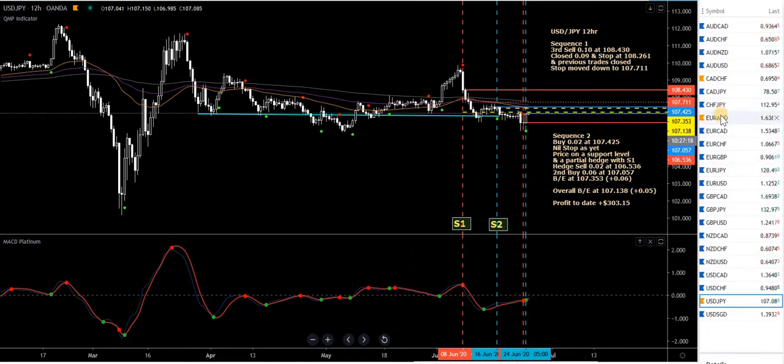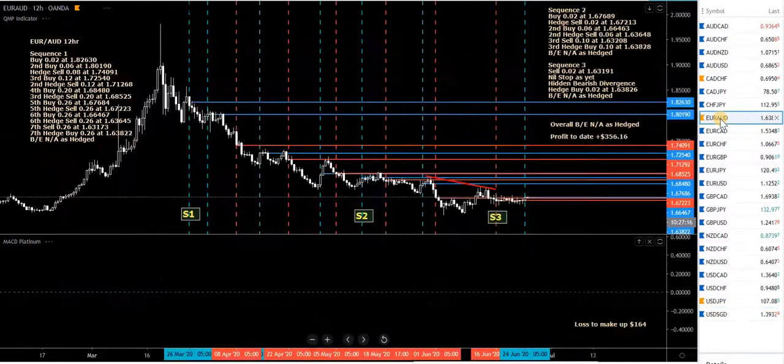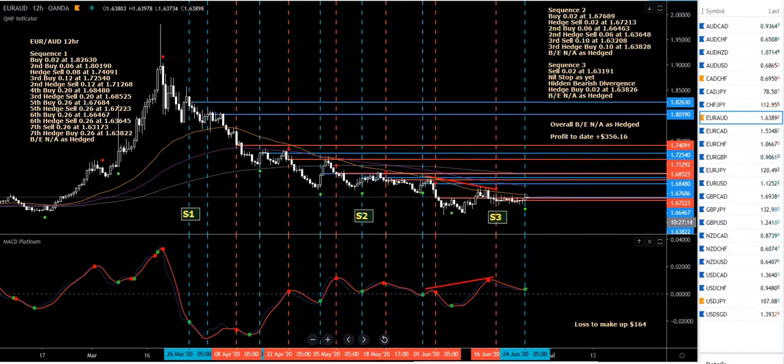And hopefully this dog's breakfast of the Euro Aussie will get sorted eventually, because it's getting downright ugly. Really needs some action the other way.